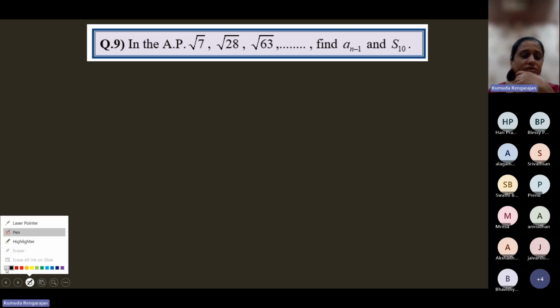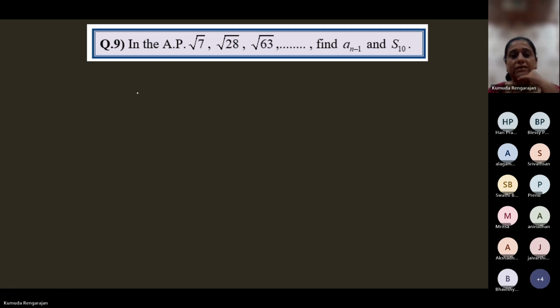What is the common difference of this arithmetic progression? Ma'am, root 7. Correct, root 7. So square root of 28 can be written as square root of 4 into 7. As a mixed surd, it is 2 root 7.